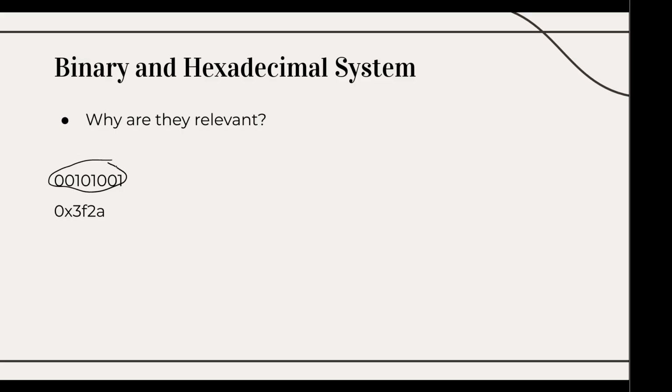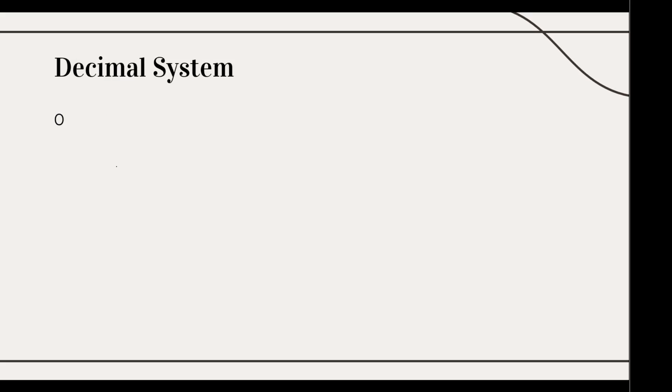And on top of binary systems, we also have hexadecimal. In fact, there are many other systems that are on the power of 2, hexadecimal being on the power of 16. So before actually delving into these two types, let's first take a look at something that we understand, we are very clear about, which is the decimal system.